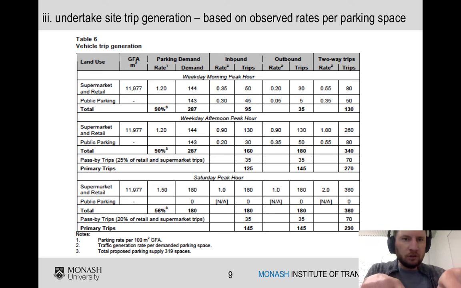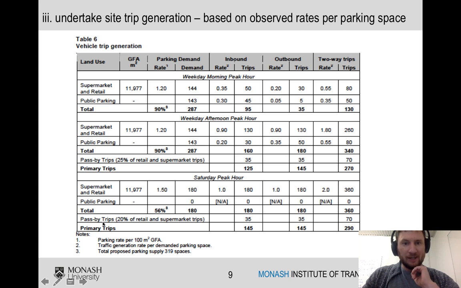Anyway, so we've tossed the gross floor area into our estimates. Looks like in this one here, there's been a rate per parking space, and the traffic generation has been done per, there we go, the notes, traffic generation rate per demanded parking space. So it's 0.35 trips inbound for every occupied space at the peak time. So that ends up being about 50 trips inbound, and then you add it all together. And then do the same thing for the afternoon peak hour and the Saturday peak hour, and you end up with some numbers.